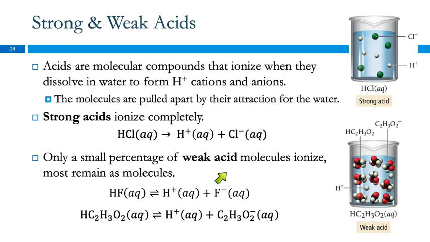There are also weak acids. In weak acids, they do not ionize completely. So hydrofluoric acid, some of the molecules will ionize, but many of them will remain intact molecules. Acetic acid is also a weak acid. So here we see that there are intact acetic acid molecules, and there are hydrogen ions and acetate ions. So in a weak acid, we only have a few ions. In a strong acid, we have lots of ions. So a strong acid is a strong electrolyte, and a weak acid is a weak electrolyte because it doesn't form as many ions.